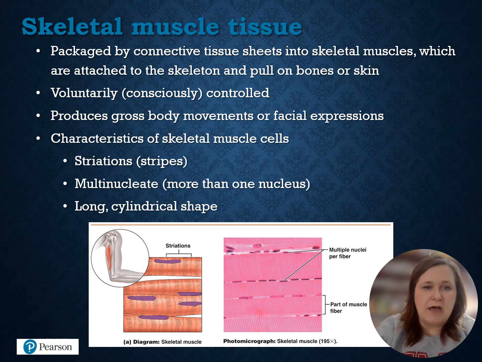for all of this. Characteristics of skeletal muscle cells are going to be striations. So these are these little stripes that you see that make it kind of look like a fishbone type situation. They're going to be multinucleate. That means that each cell is going to have more than one nucleus. That makes it really easy to identify them under the microscope. And they're going to have a long cylindrical shape.